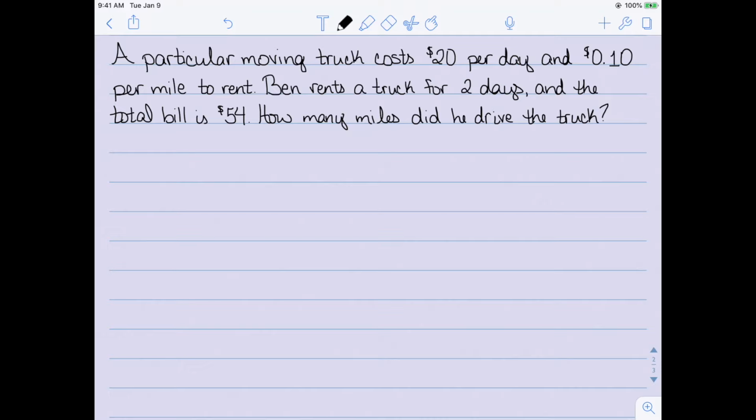A particular moving truck costs $20 per day and 10 cents per mile to rent. Ben rents a truck for 2 days and the total bill is $54. How many miles did he drive the truck?